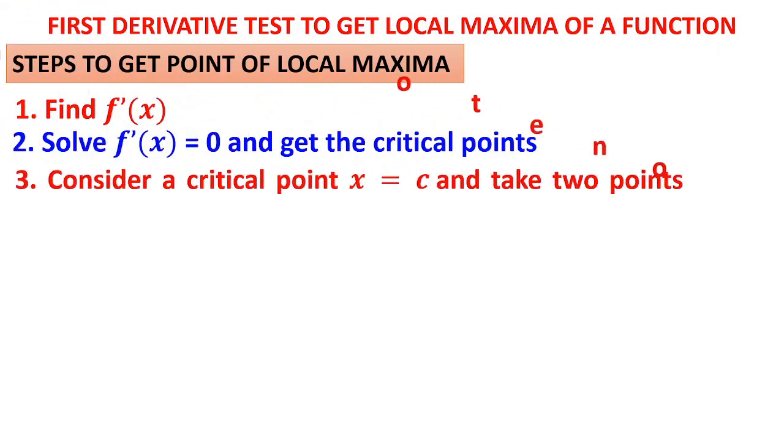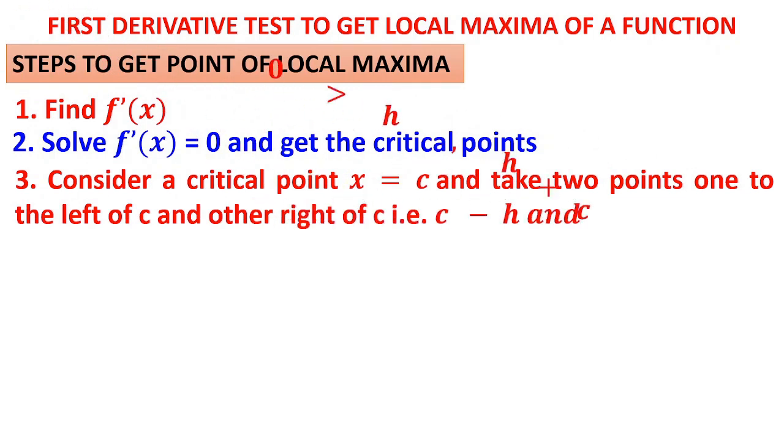Consider a critical point x is equal to C and take one point to the left of C and another to the right of C. They are very close to C. For example, if you have 2 as a critical point, take 1.9 and 2.1. If you have 4 as a critical point, take 3.9 and 4.1. Be careful when you take a problem with minus. Suppose it is minus 2, you take minus 2.1 and minus 1.9. One in the left, one in the right.